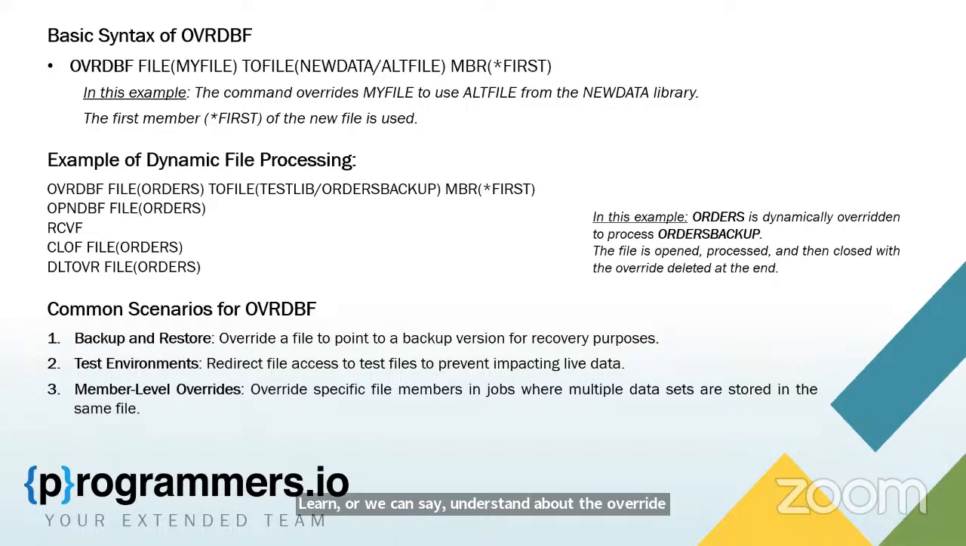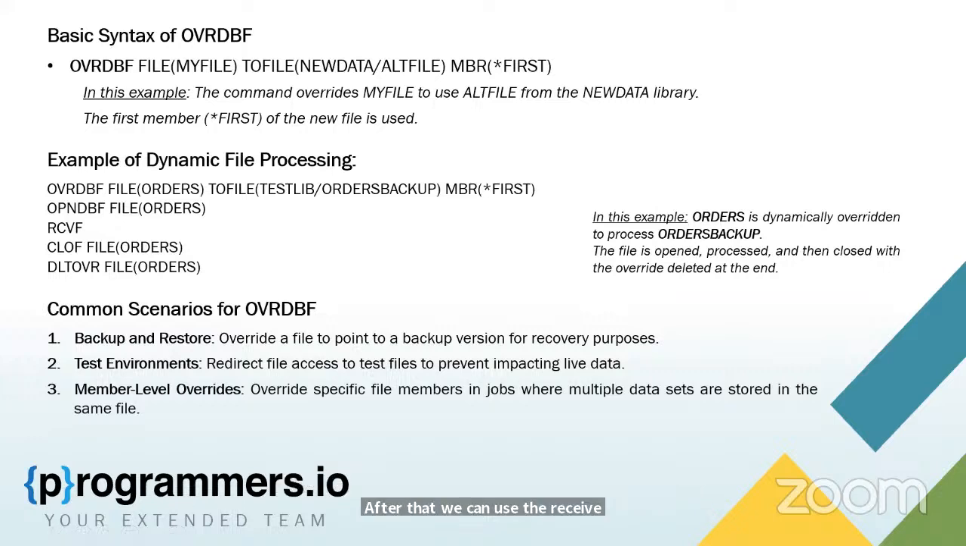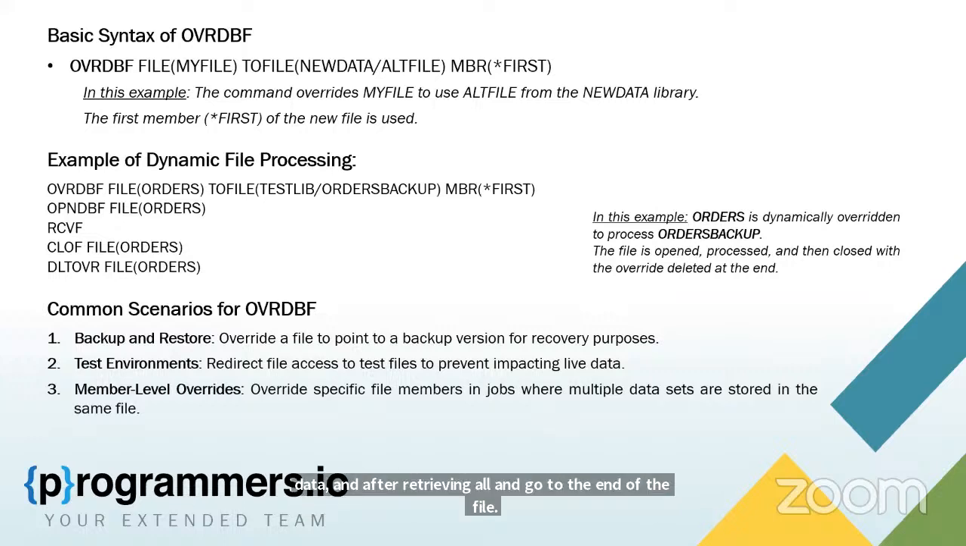So using the OVRDBF file, we are just overriding the actual data file with this backup file. So the actual file will be overridden by a backup file, and we can perform the operations on that. In this way, we can open the database file by OPNDBF on some orders file. So this actual file will be named as now orders. After that, we can use the receive file to retrieve the data, and after retrieving all and going to the end of the file, it will close the file and delete the override. Make sure you delete the override before ending the program.